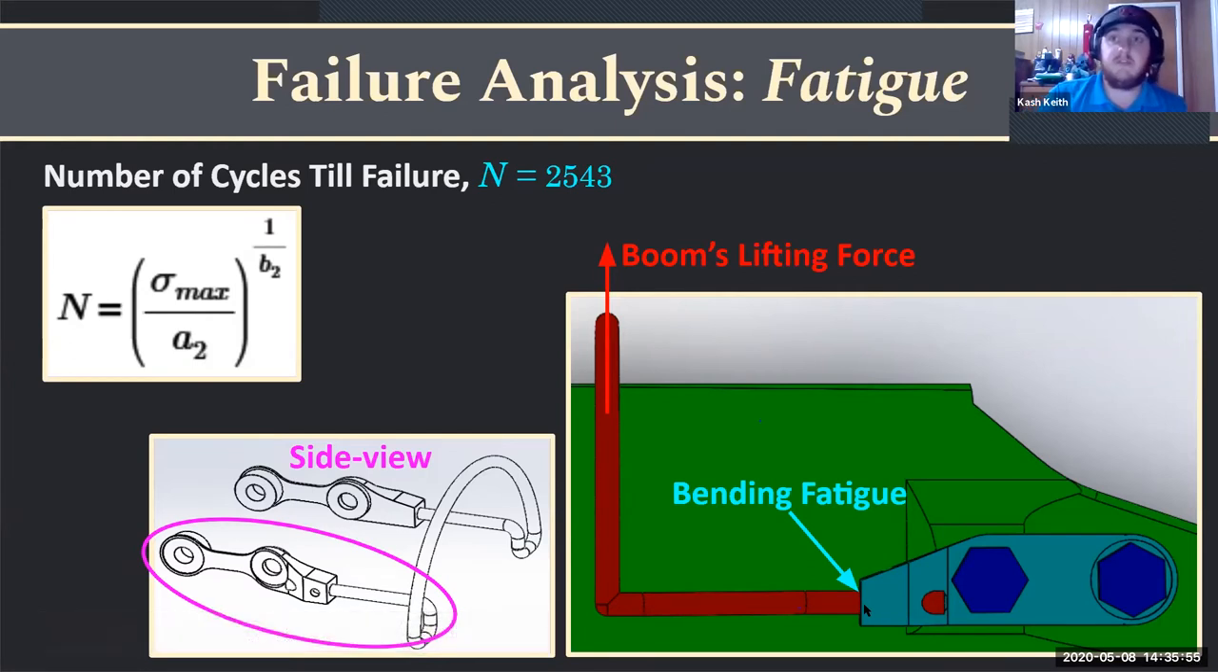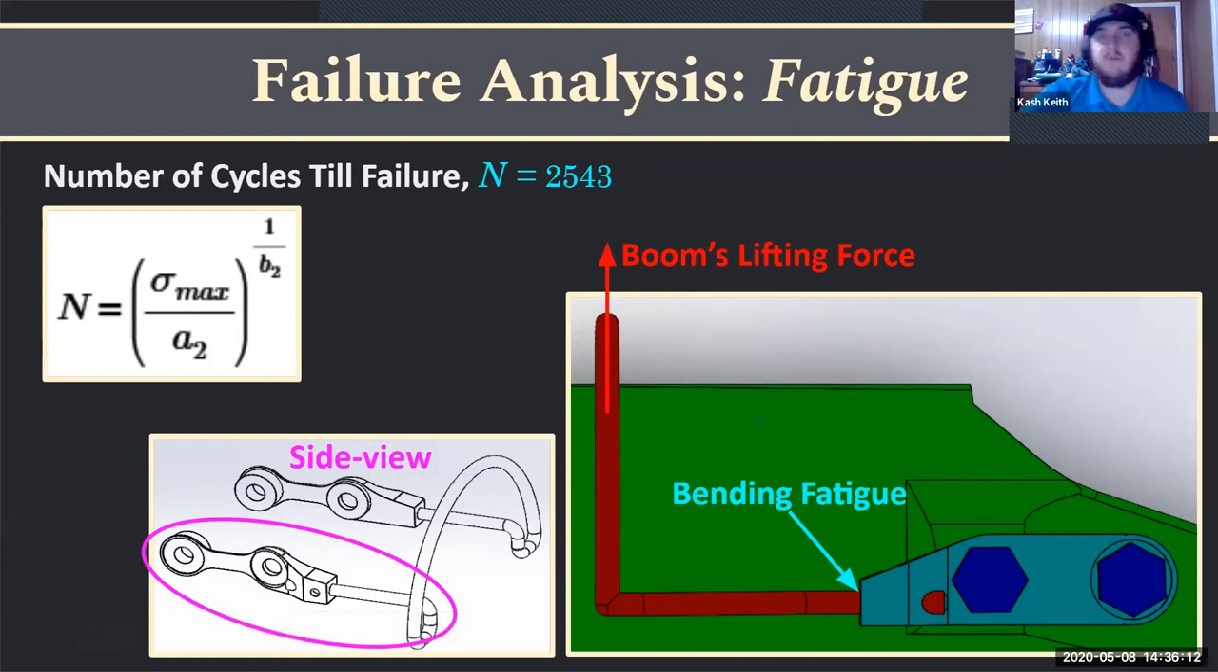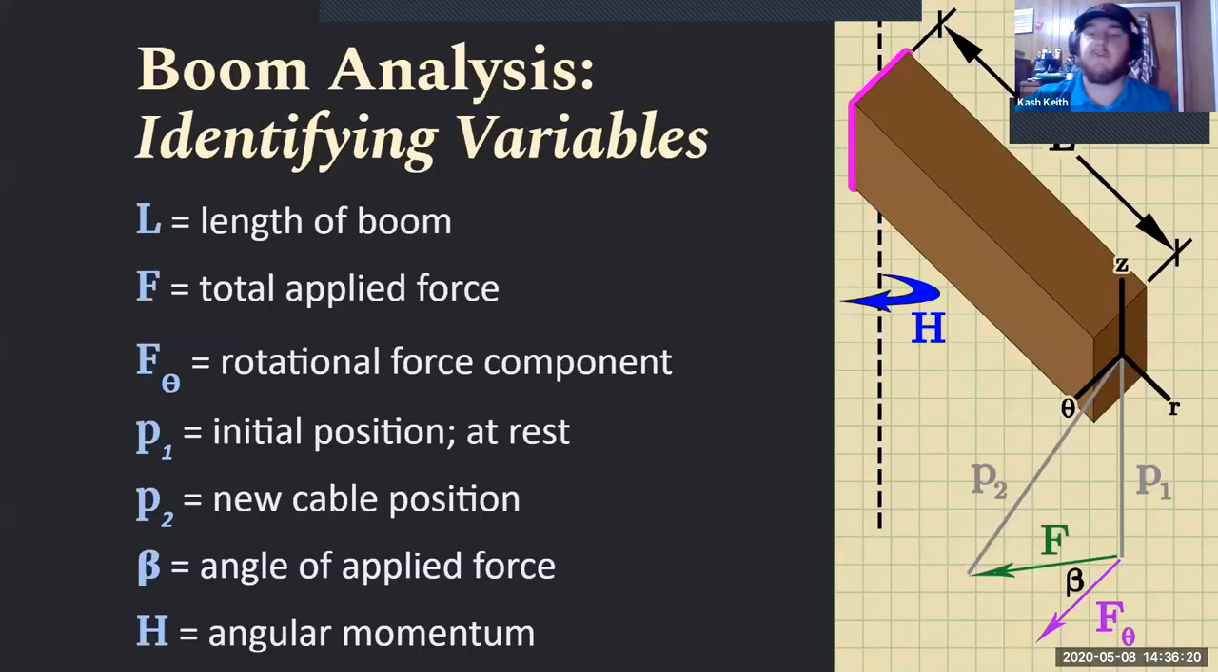So say we put this 200-pound force down on this or up on this collar, we can do a total of 2,543 repetitions of this force going down without having to worry about it breaking, which also gets us to the point to where we don't have to do any maintenance on this thing as well. All right. So I'll hand it over to Colby.